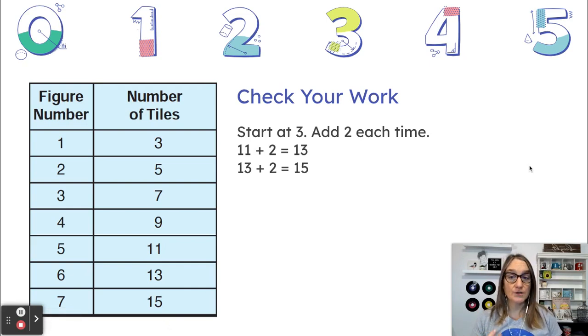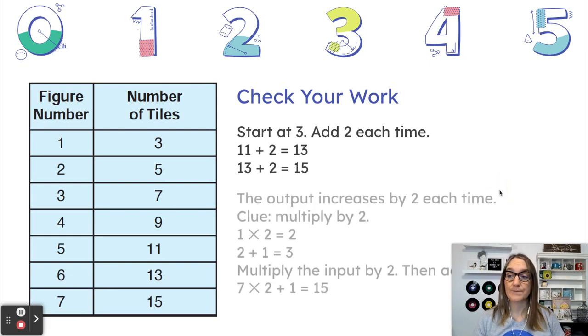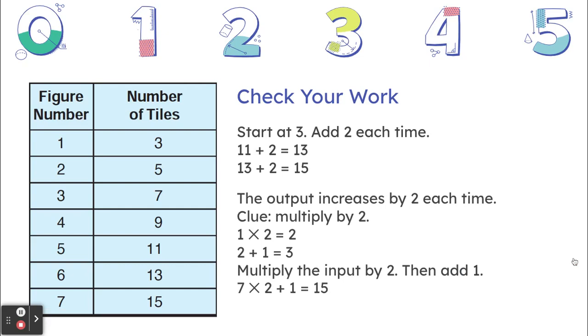Now, we could also figure out the pattern rule that relates the input to the output. We see that the output increases by 2 each time. 3, 5, 7, 9, 11, 13, 15. That's skip counting by 2. That means the output increased by 2 each time. And that gives us a clue that we can multiply by 2 to find the pattern rule that relates the input to the output, or the pattern rule that relates the figure number to the number of tiles.